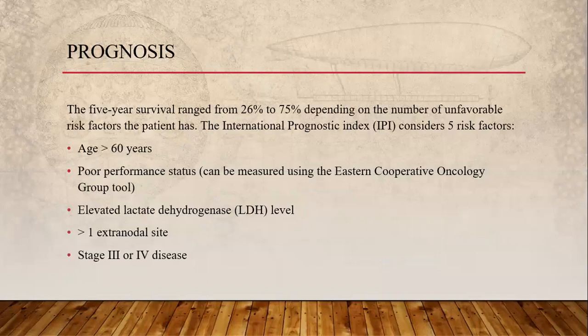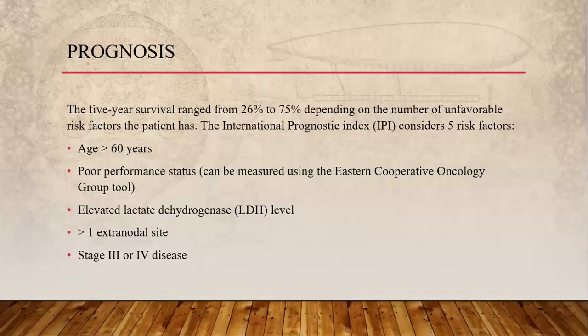So after doing all this, what is the prognosis? The patient would want to know the prognosis in terms of non-Hodgkin's lymphoma. The 5-year survival ranges between 26% and 75%, depending on the number of unfavorable factors. According to the International Prognostic Index, it considers 5 risk factors. One is if the patient is above 60 years, which is unfavorable. And then there is poor performance status using the ECOG scale.